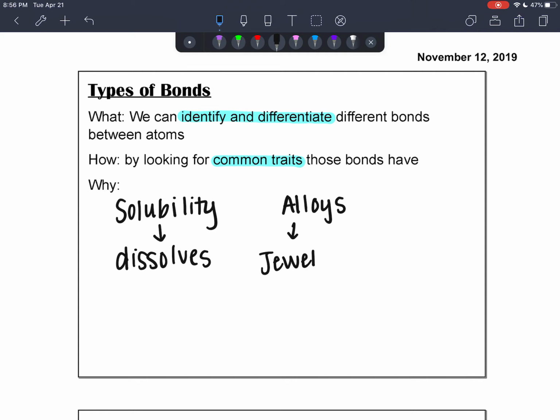Wait, I can spell jewelry. Jewelry. Yes, I think so.